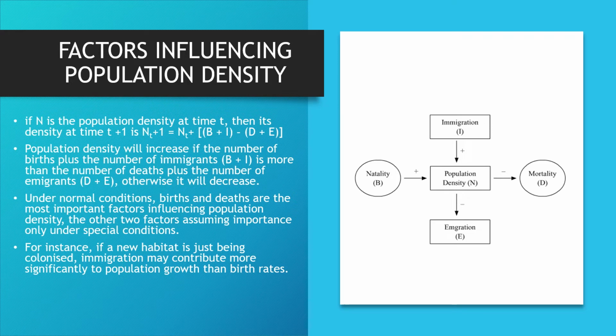Population density will increase if the number of births plus number of immigrants is more than the number of deaths plus number of emigrants. Otherwise, it will decrease. Under normal conditions, births and deaths are the most important factors influencing population density. The other factors assume importance only under special conditions.